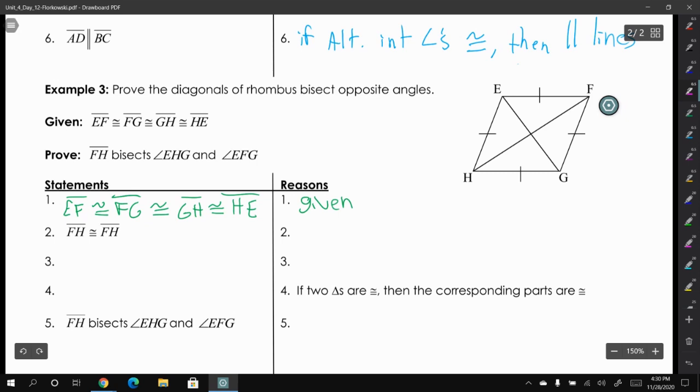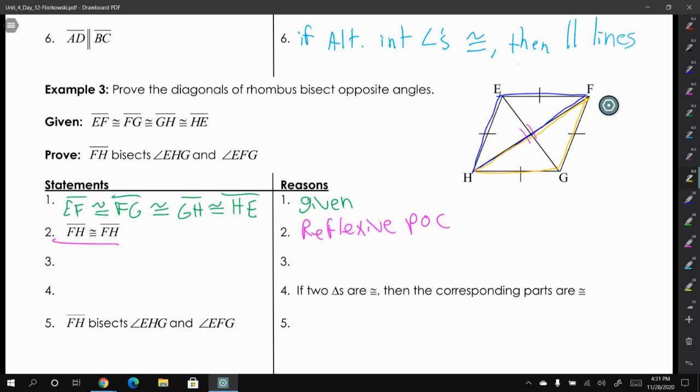Now, FH is congruent to FH. That's this side right here. And that's the reflexive property of congruence. It's the same side. Now you may be saying, what about EG and EG? Well, yes, you could do that, but we're given the statement right here that FH is congruent to FH. So now what we have is two triangles, one up here and one down here, an upper triangle in blue and a lower triangle in yellow.